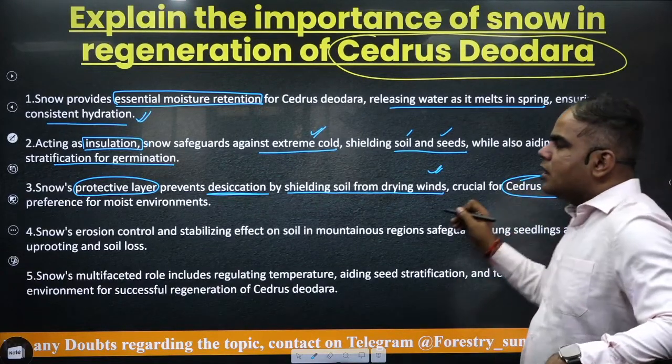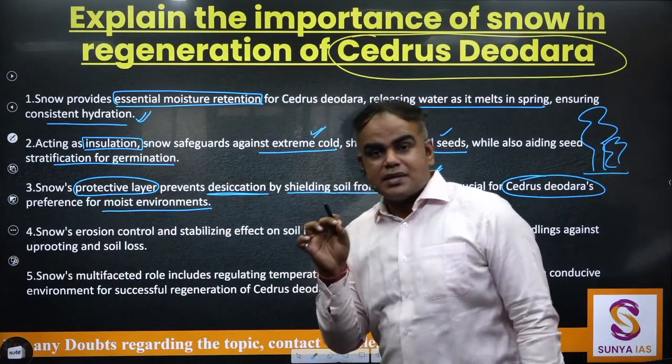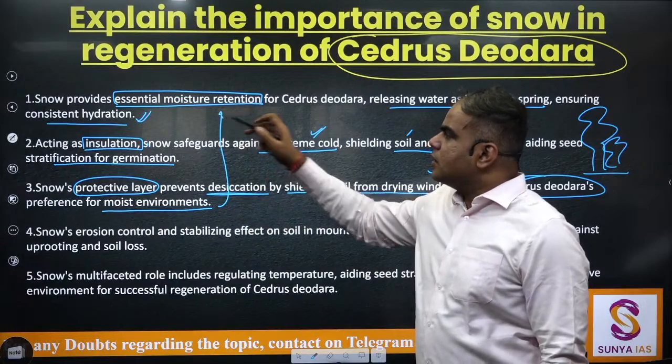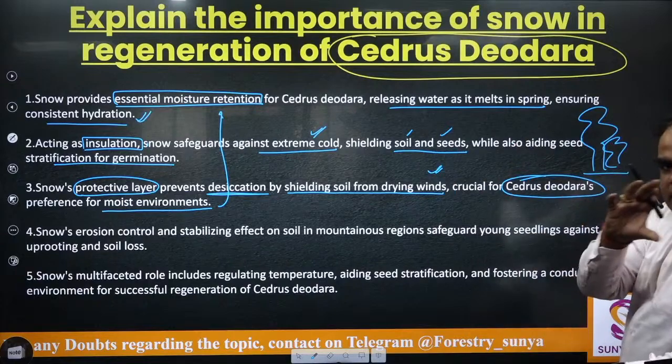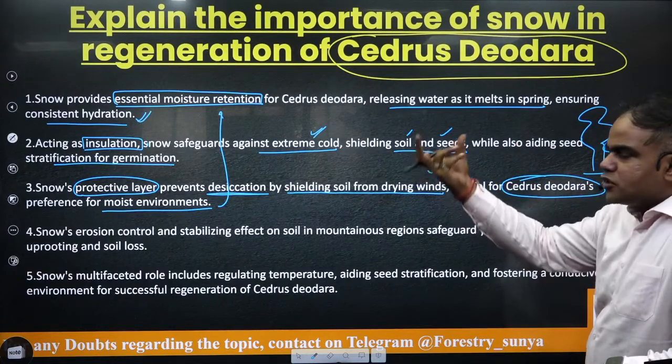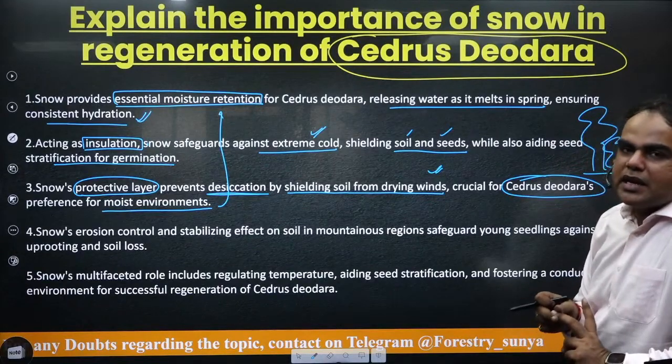Cedrus deodara prefers moist environment, and this is how you can link point number 1 also, that first of all, snow provides consistent moisture. Second, the protective layer also prevents you not only from the extreme cold but also from the dry winds, prevents you from the desiccating effect.